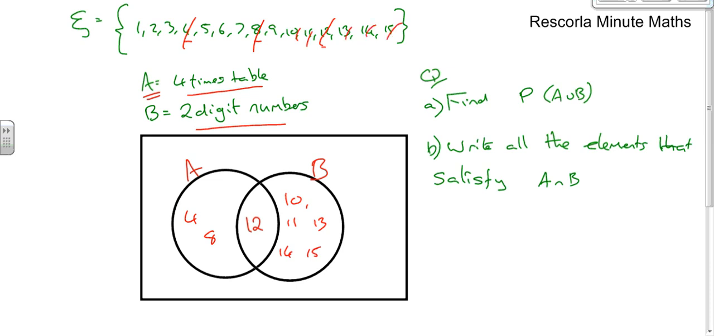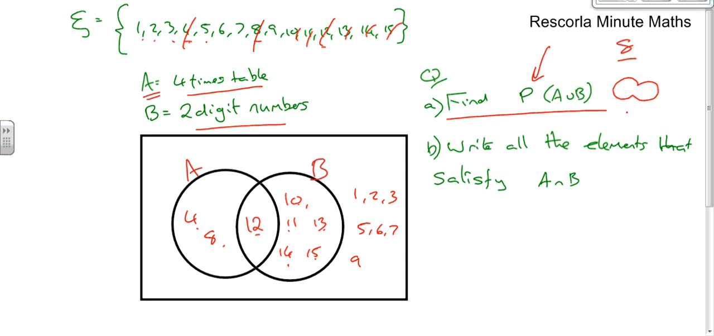You see, if we scratch them off from the universal set, we can see what we've got left. Now, everything that we've got left is 1, 2, 3, 5, 6, 7, and 9. That's it. Right. Now, the two questions. Find the probability. Notice that this P means a probability. So find the probability of A or B. So this A or B, that is that goggle shape. So the probability, there are 1, 2, 3, 4, 5, 6, 7, 8. So that's going to be 8 out of 15. So 8 out of 15.